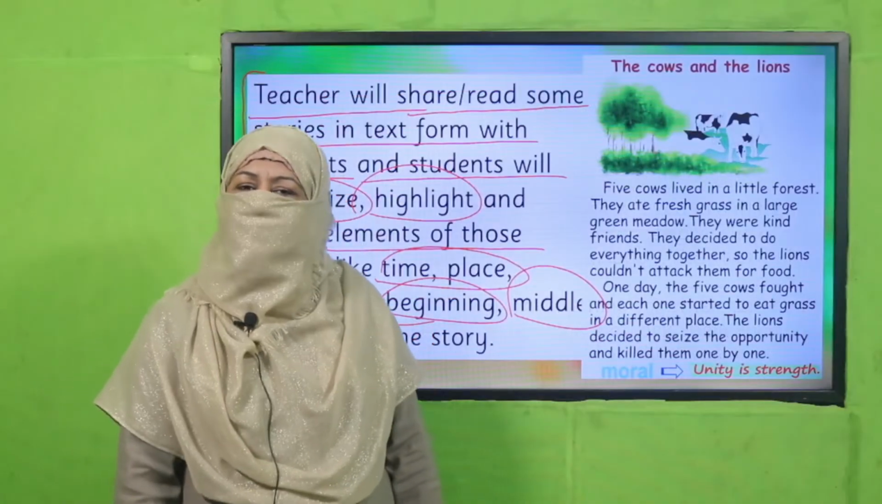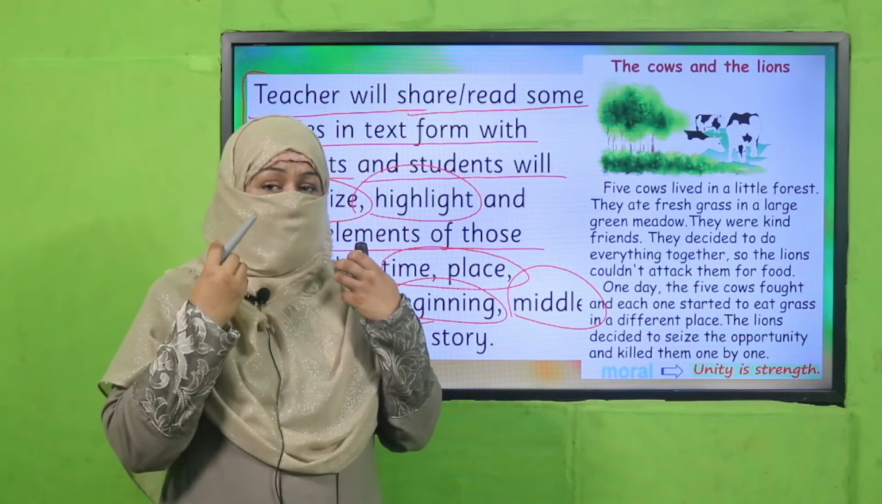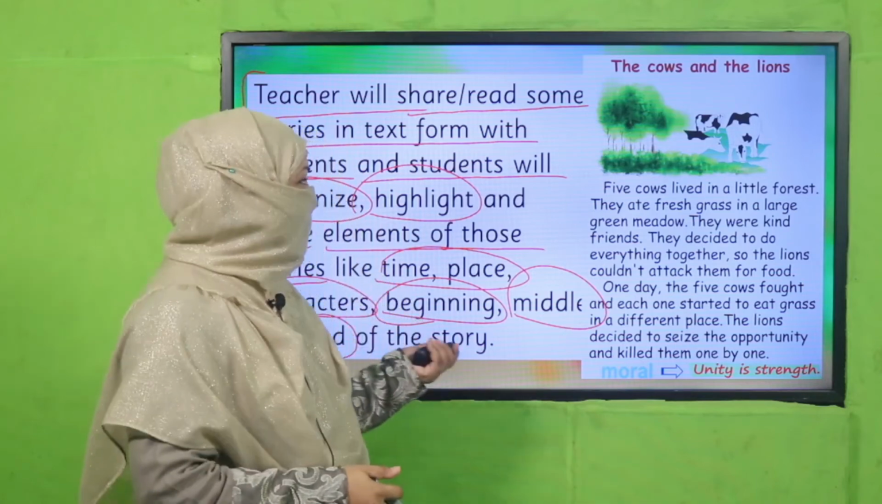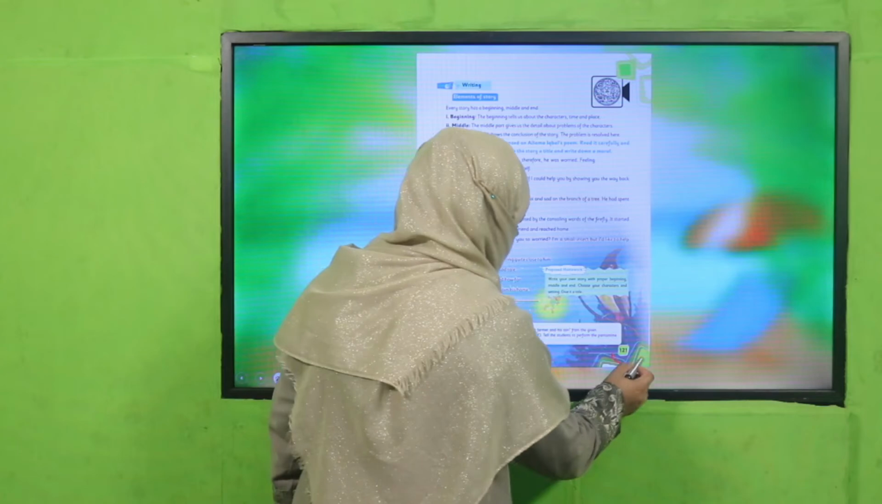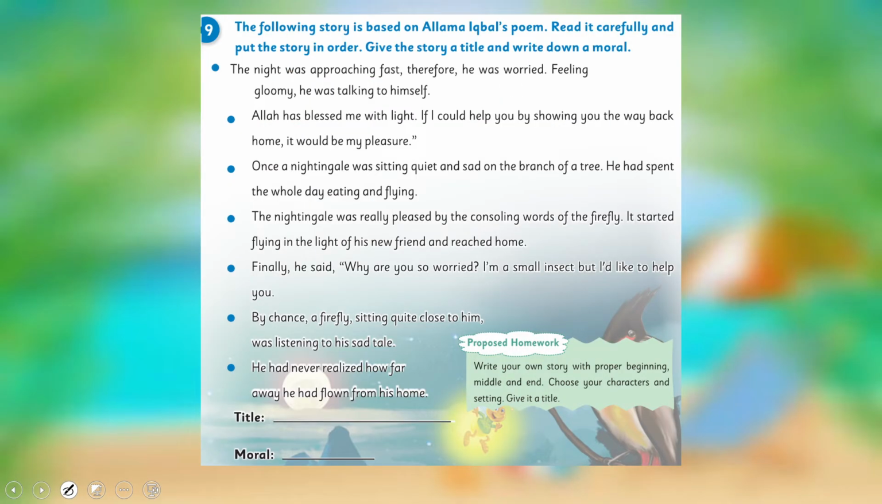Yes, my dear students, are you done with it? Did you enjoy this activity? Now you yourself can recognize all the elements. Good job. Now let's practice it from your book. All of you, open your book on page number 121. This is a story written here, and what you are going to do, the following story is based on Allama Iqbal's poem. Read it carefully and put the story in order.